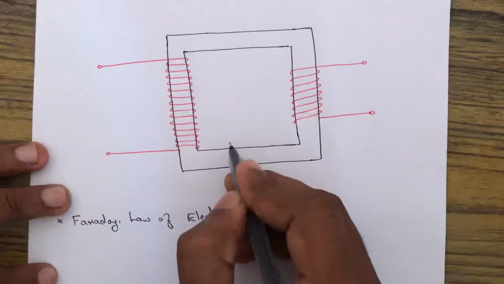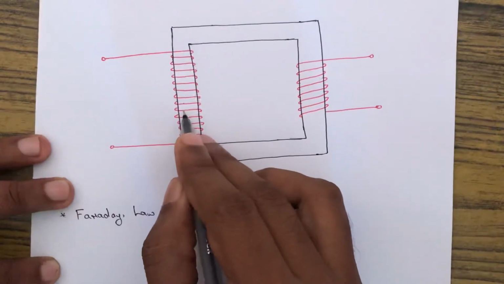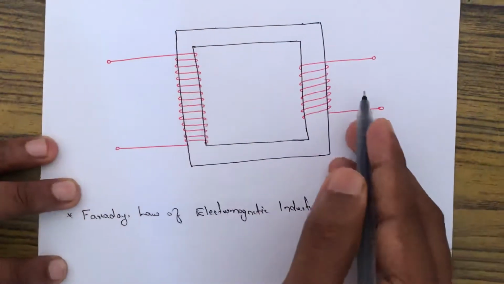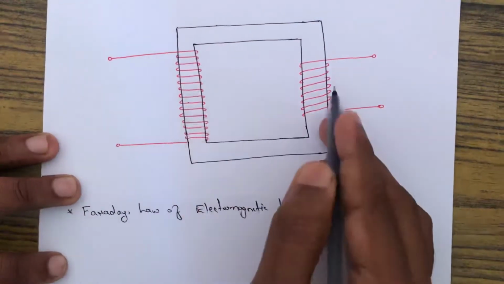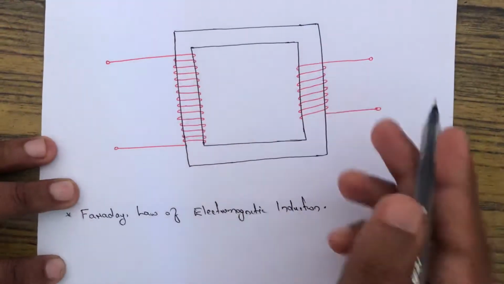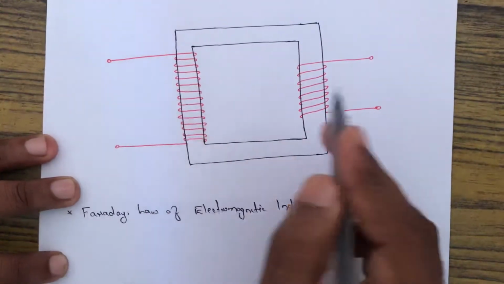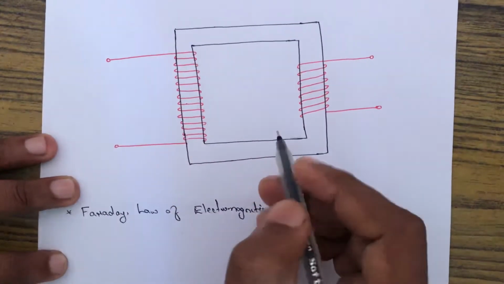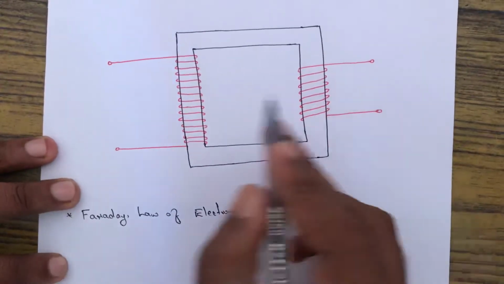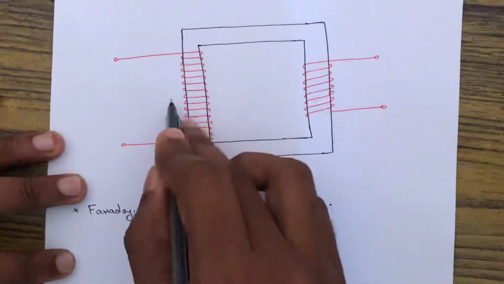Wherever we have to change the level of AC voltage from one level to another, that is step up or step down, either we have to step up the voltage or we have to step down the voltage, we can use transformers. Step up transformers are used to raise the voltage from one level to another, and step down transformers are used to lower the voltage, and that depends upon the number of turns in the winding. So here you can see two different windings.